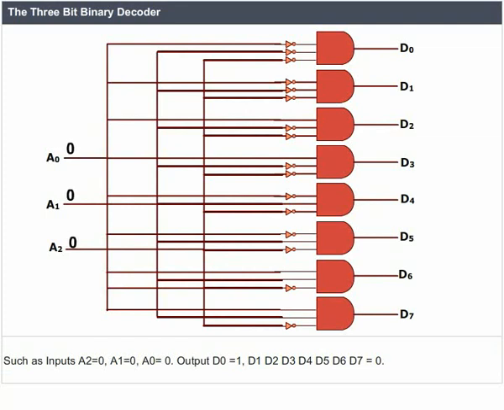Such as inputs A2 equals 0, A1 equals 0, A0 equals 0. Output D0 equals 1, D1, D2, D3, D4, D5, D6, D7 equal 0. Inputs A2 equals 0, A1 equals 0, A0 equals 1. Output D1 equals 1, D0, D2, D3, D4, D5, D6, D7 equal 0.